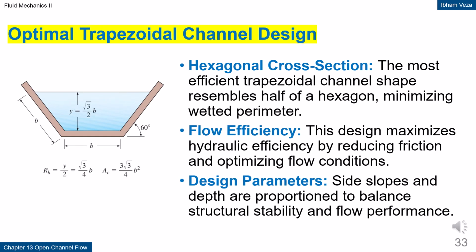Optimal trapezoidal channel design. The most hydraulically efficient trapezoidal shape resembles half of a hexagon. This configuration minimizes the wetted perimeter for a given flow area. As a result, frictional resistance is minimized and efficiency increases. The proportions between side slopes and depth must be carefully arranged to achieve this condition. This design is the result of optimization between flow performance and structural stability.